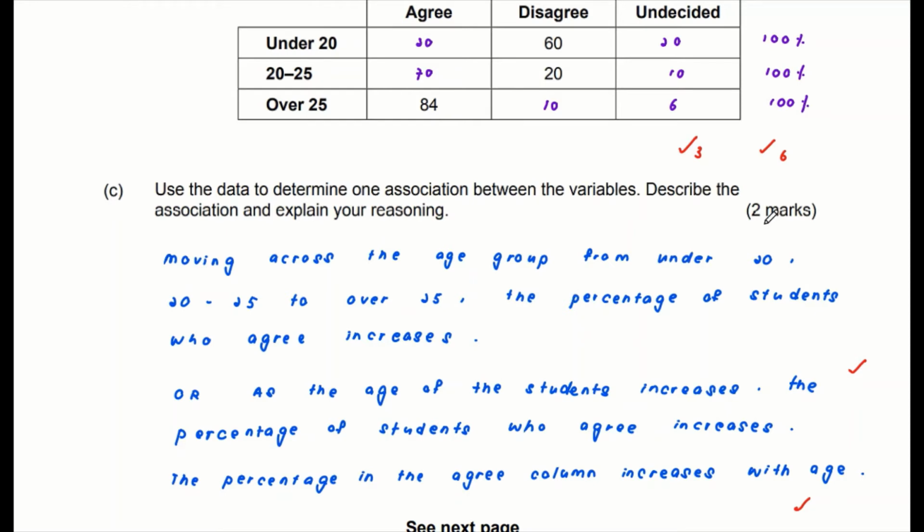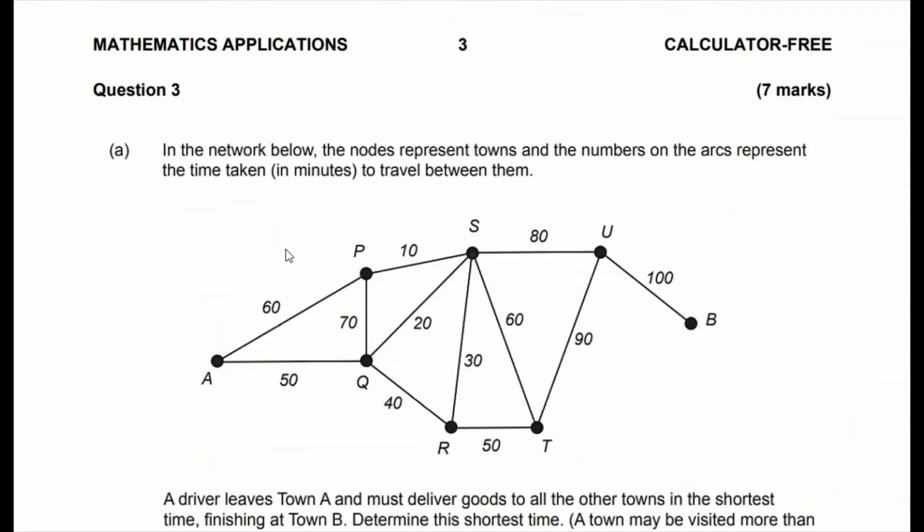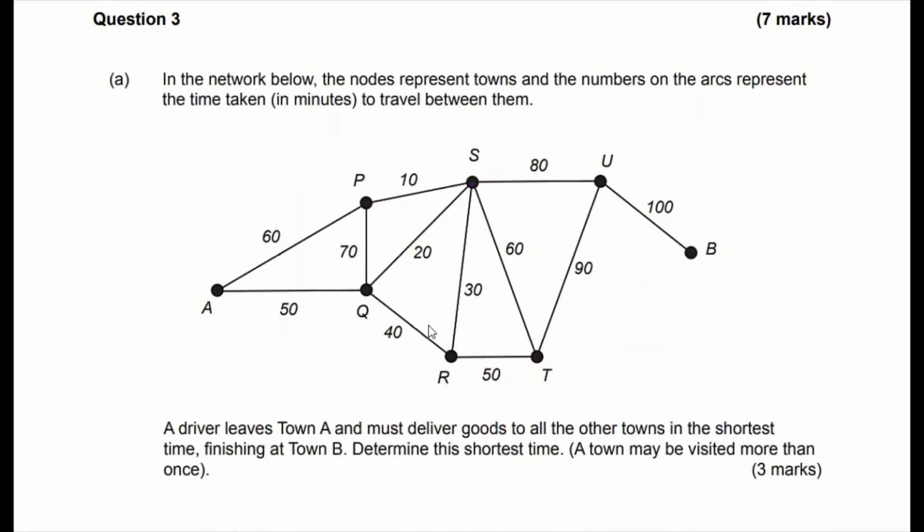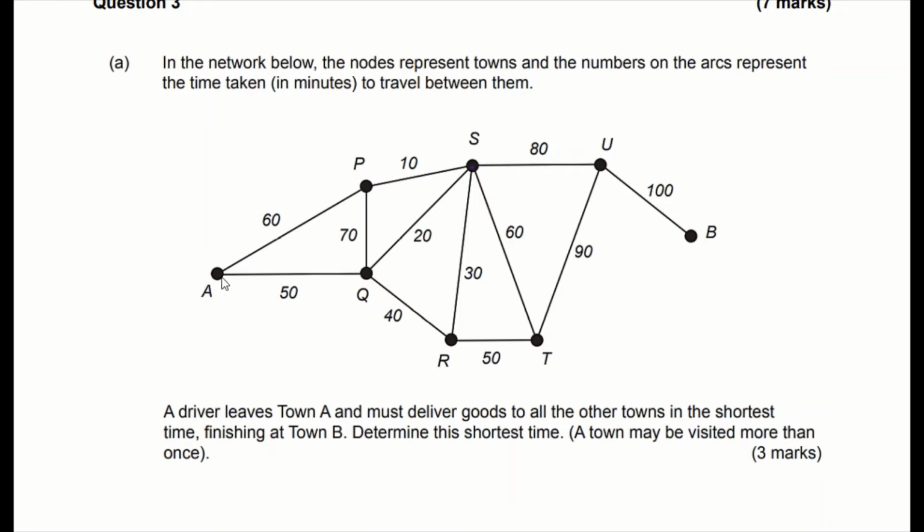So now let's move on to the next question. Alright, number 3, in the network below, the knots represent the towns and the numbers on the arcs represent the time taken to travel between them. So a driver leaves town A and he must deliver the goods to all the other towns and finish at B. So by looking at this question, you need to understand that you are not finding the shortest path, because in this case, you will need to reach all the vertices before reaching B. So it is not finding the shortest distance only.